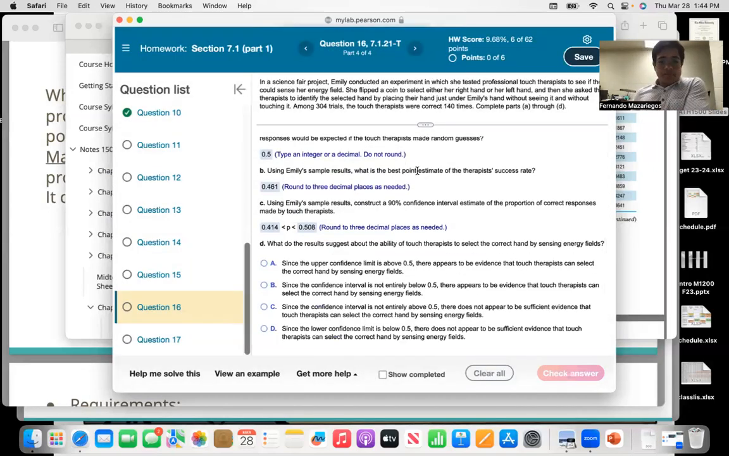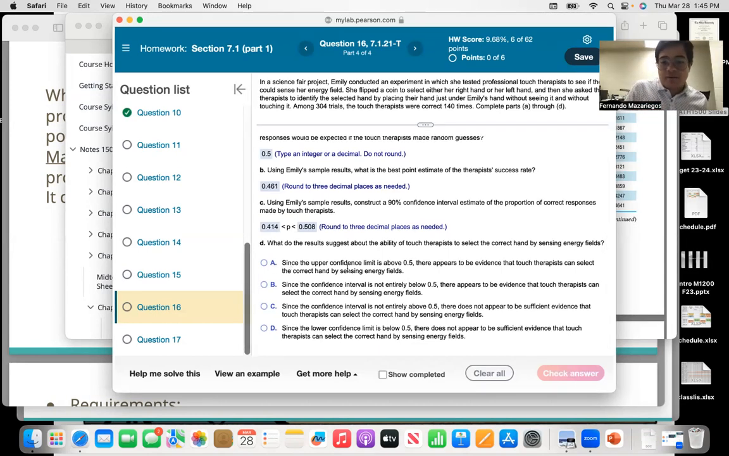And lastly, part D. What do the results suggest about the ability of touch therapists to select the correct hand by guessing energy fields? So notice that if we guessed, someone who does not claim to be a touch therapist, we would expect 0.5. And the results show that that's where the touch therapist results are as well. So it's kind of like the same thing, right? So let's take a look at all the options.